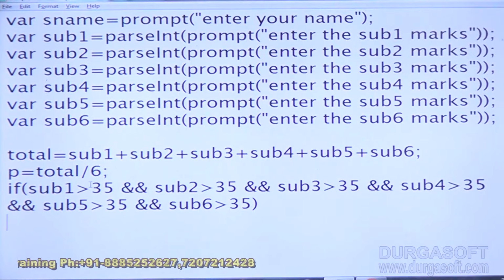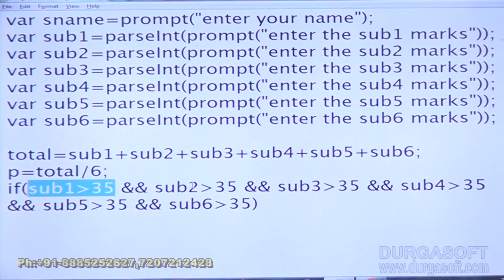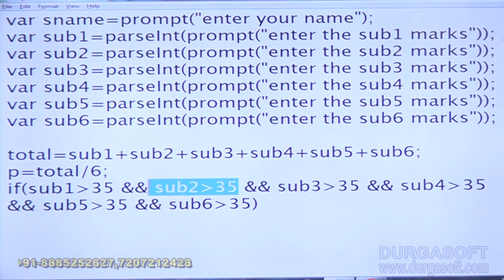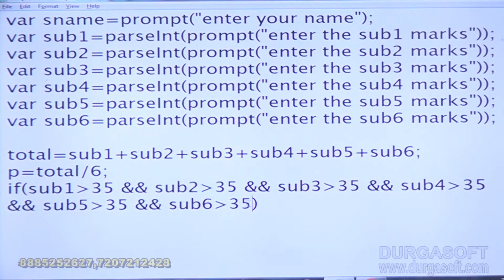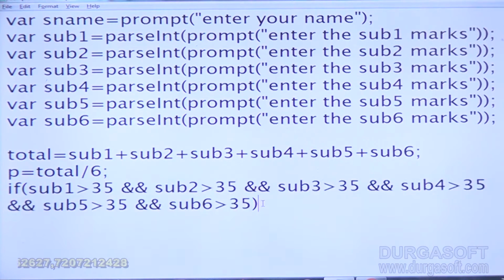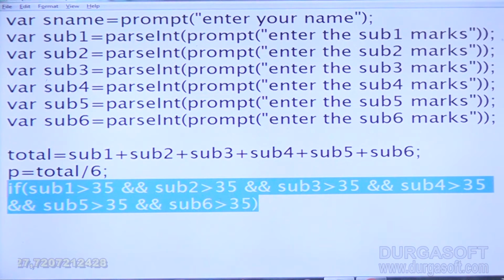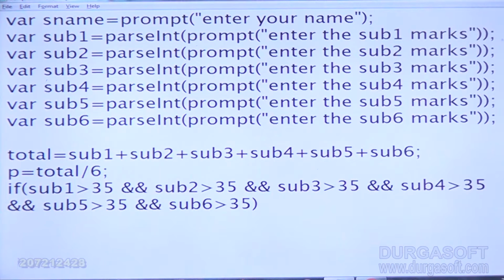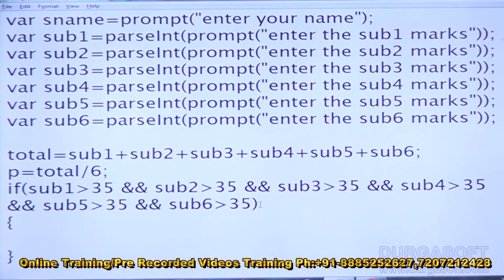Here you are writing multiple conditions. The first condition is subject 1 greater than 35 and the second one is subject 2 greater than 35. If all conditions are true, then only the whole if condition will be true. That's why, if he passed in all subjects, then only he has passed 10th class.